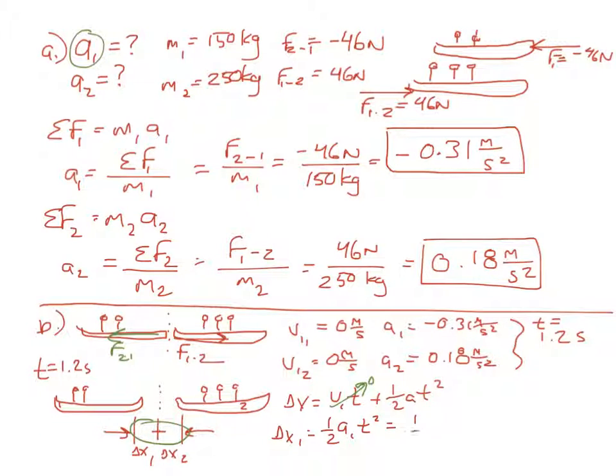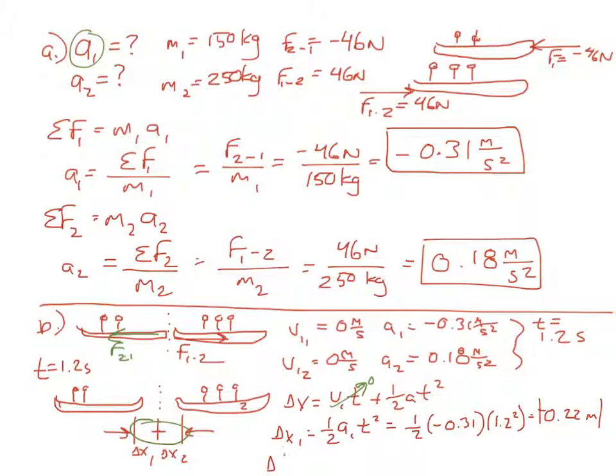So that's going to be 1/2. What's the acceleration of canoe 1? Negative 0.31 meters per second squared. I'm not going to write the units in. Times the time, 1.2 seconds, squared. That's going to give us the separation of canoe 1 after 1.2 seconds. 0.5 times negative 0.31 times 1.2 squared is 0.22 meters. Now, it should be negative 0.22 meters, but I'll put a negative in there and then an absolute value sign, because we're just finding the total separation. You might say the distance.